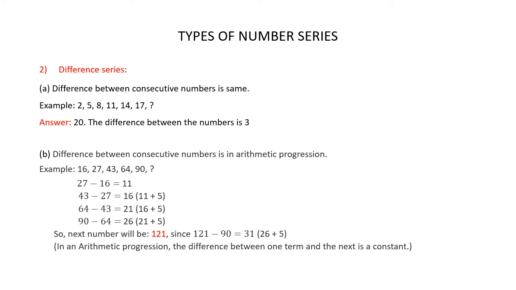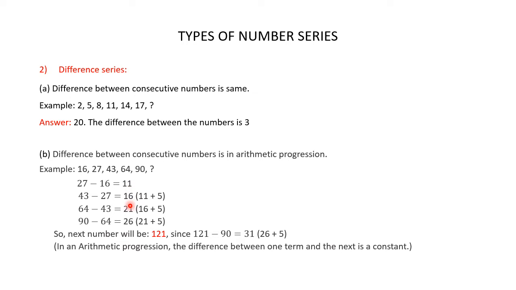Now look at these differences. You'll find a pattern here. 11 plus 5 is 16. 16 plus 5 is 21. 21 plus 5 is 26. So here the difference between one term and the next term is constant.